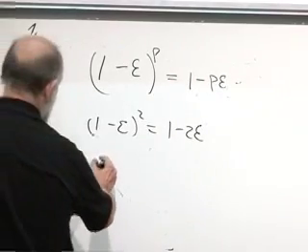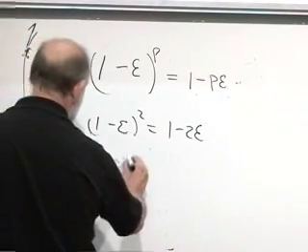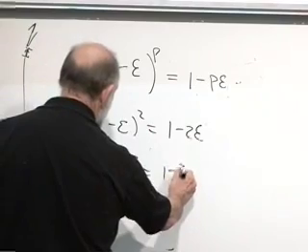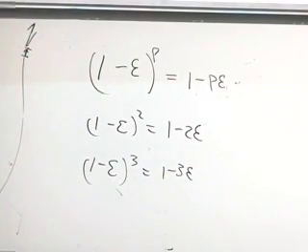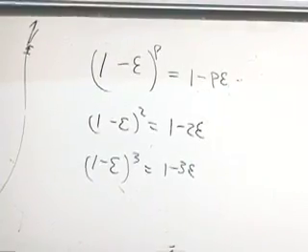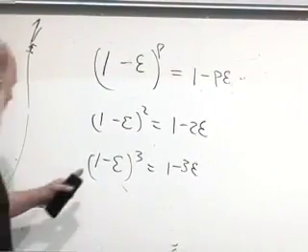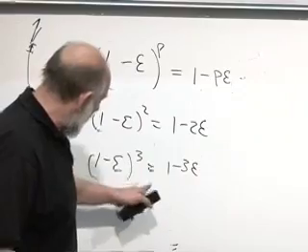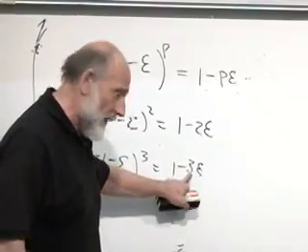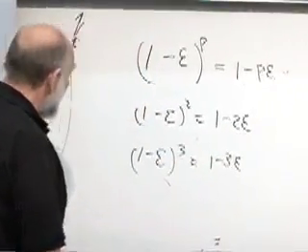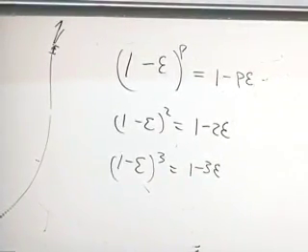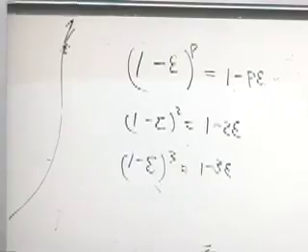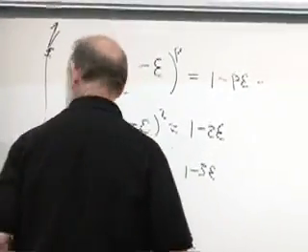What about (1 minus epsilon) cubed? That's 1 minus 3 epsilon plus things which are order epsilon squared. If epsilon squared is very small, then 1 minus epsilon to a power p is just 1 minus p times epsilon. That's what the binomial theorem tells us about general powers of 1 minus epsilon.